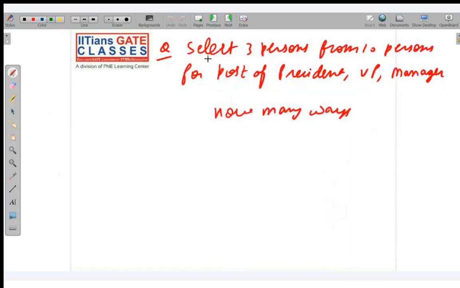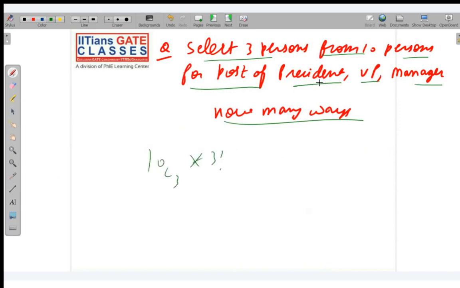Next is select 3 persons from 10 persons for the post of president, vice president, and manager. How many ways? Again, same thing. From the 10, you will pick the 3 and then you will arrange them. Why? Because one of them will be president, one of them will be vice president, one of them will be manager. I think you have got it now.